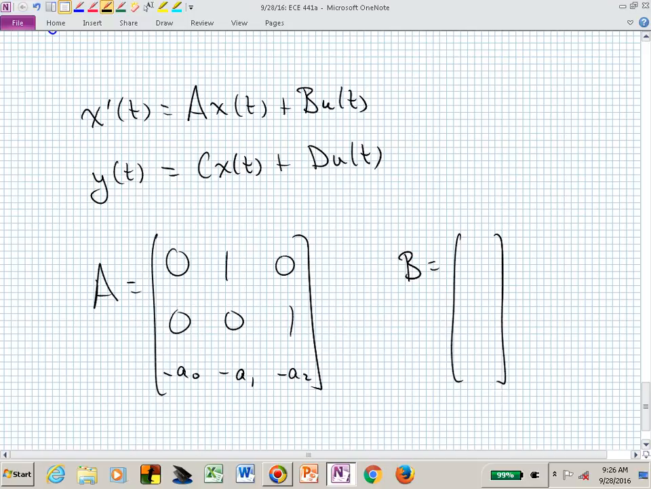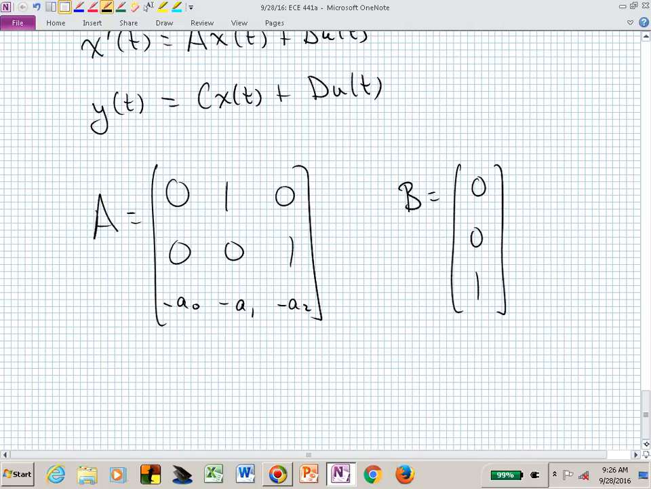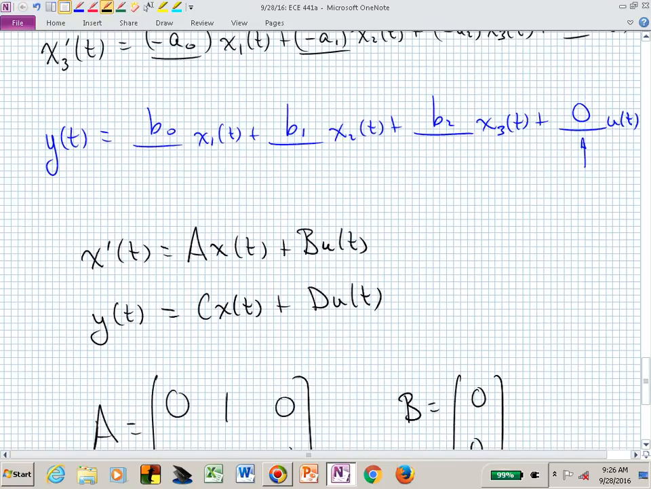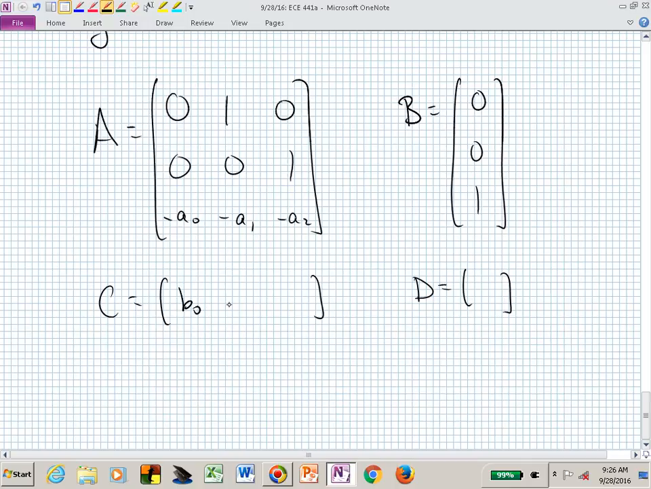What's B look like? Did I make it the right size? Is it supposed to be tall and narrow? Because we had one input, we had three state variables for that input matrix. It had nothing going on in the top two rows and a 1 in the bottom row. So that's our system matrix A, our input matrix B, our output matrix C, and our direct feed-through matrix D. What does C look like? Those are our b's. We have b0, b1, b sub 2, and we have 0 for D.